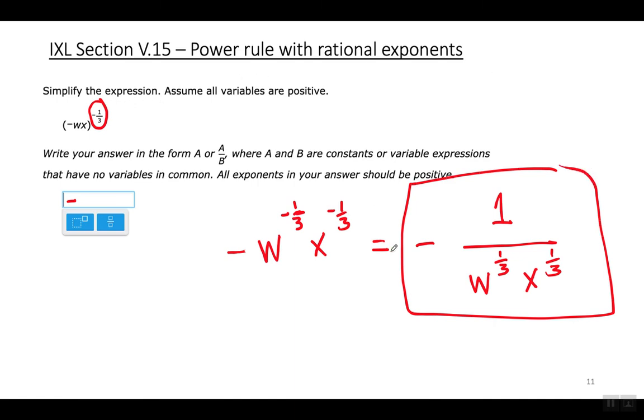I know this may look complicated, but if you're paying attention, this is not complicated at all. It's actually quite simple.